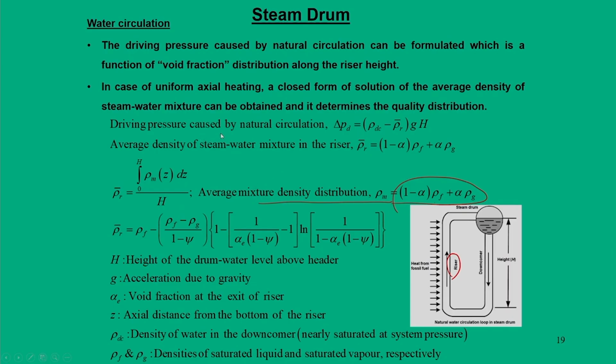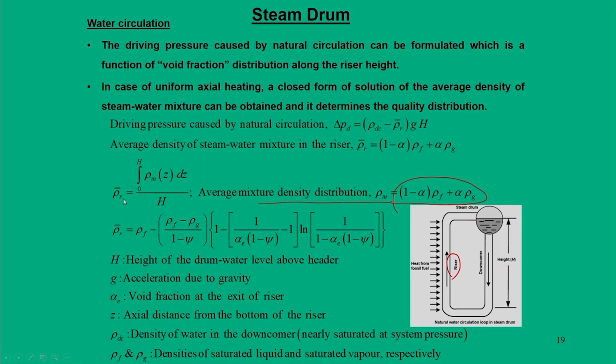First, the driving pressure you need to calculate through the density difference: what is the density in the downcomer and the average density in the riser. That density difference multiplied by height is your power requirement. Now, to find the average density of the water vapor mixture in the riser, we are going to use this equation, which is nothing but the integration of the mean average density over the entire height of the riser.